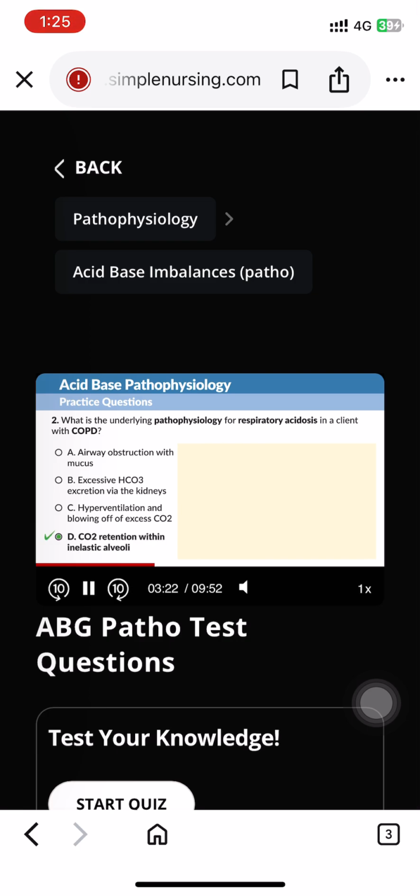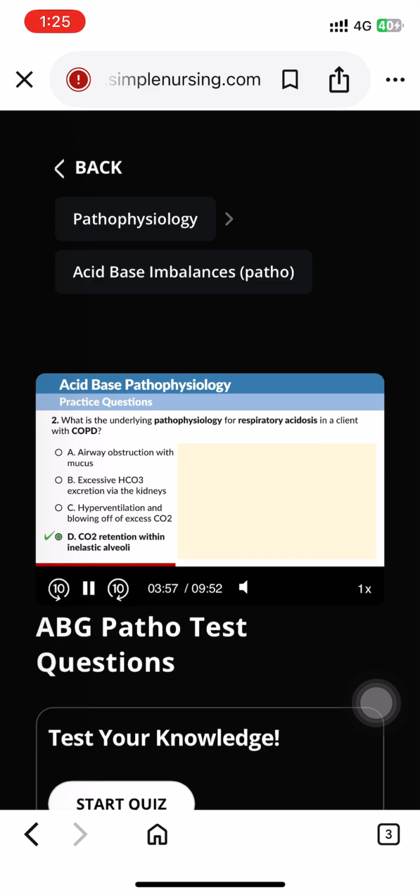But let's break down the other options real quick. So option A, an airway obstruction with mucus. Now this is incorrect, since mucus is not the main factor in COPD. So remember, COPD, that chronic obstructive pulmonary disease, is from chronic destruction of the lungs. Now B is incorrect as well. Excessive HCO3 excretion via the kidneys. No. COPD does not have to do with the kidneys, but rather the lungs primarily as the underlying patho.